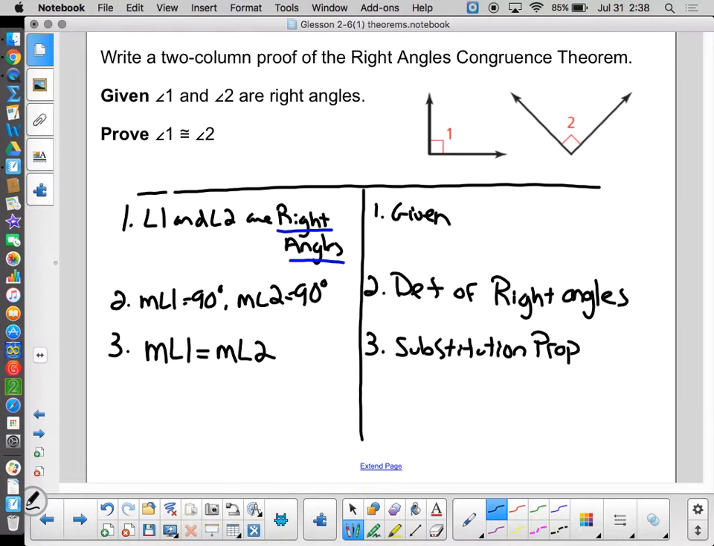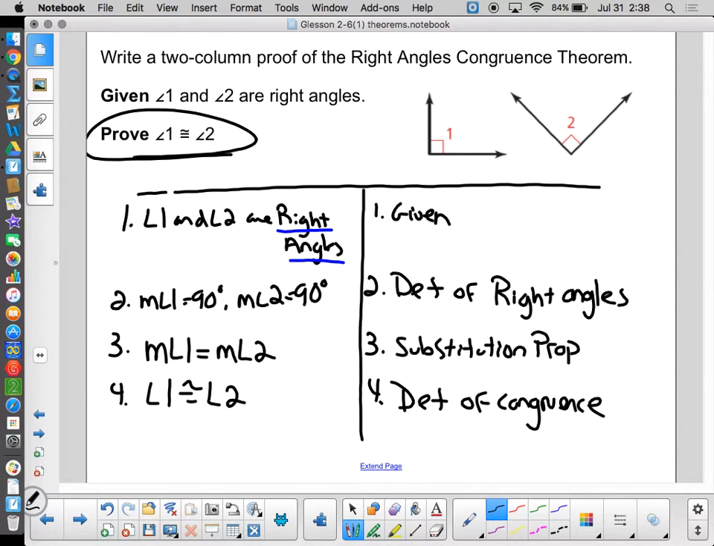All right, and if two things have equal measure, what does that mean? Oh, equal measure, another way of saying equal measure is congruence. And the reason is definition of congruence. Remember we said yesterday, anytime we go from equal measure to congruence or congruence to equal measure, whenever we make that change from one to the other, that's using the definition of congruence. We'll do that a lot. And what is it we're trying to prove? We're trying to prove that angle 1 is congruent to angle 2. That's what we did. We're done.